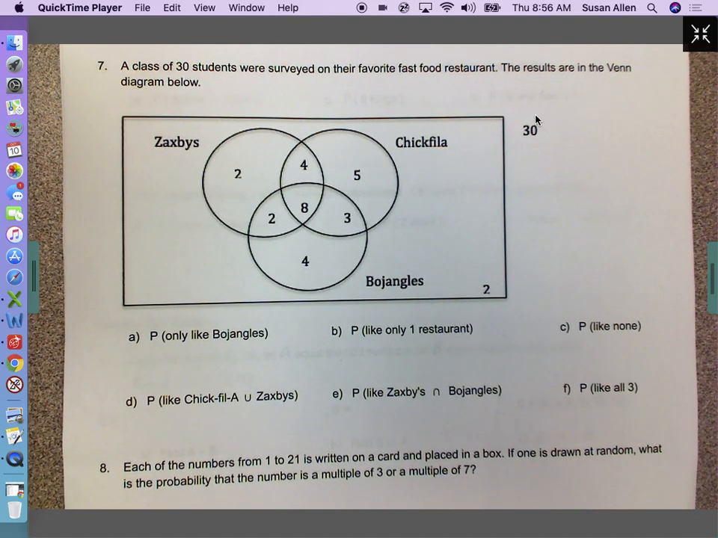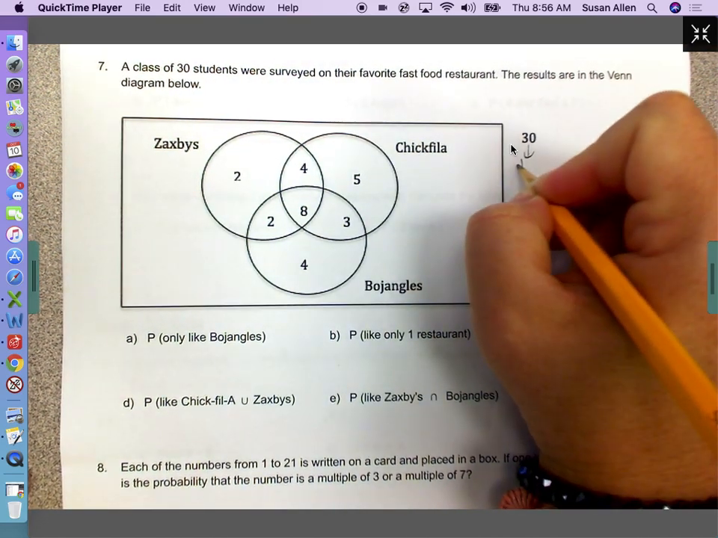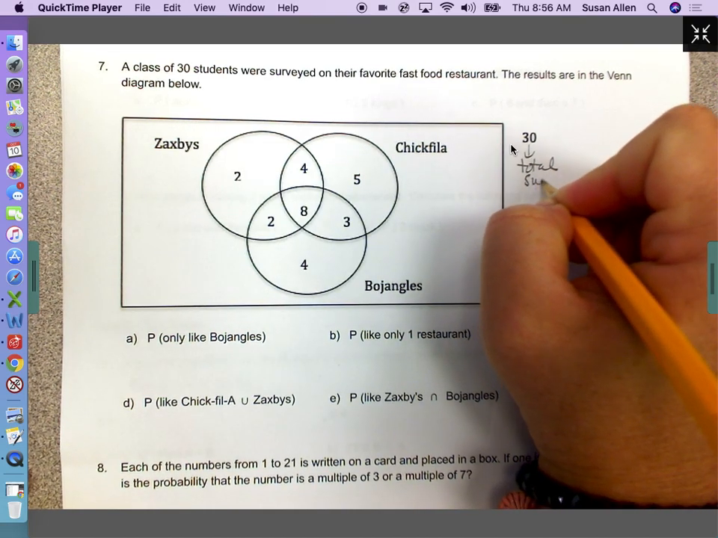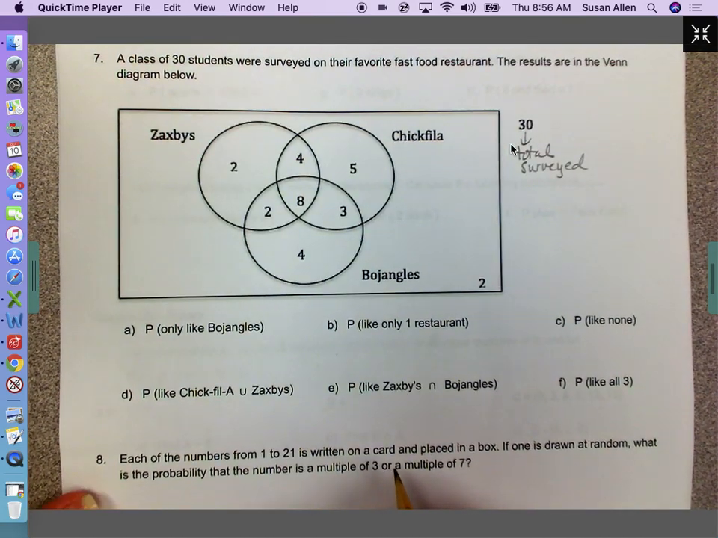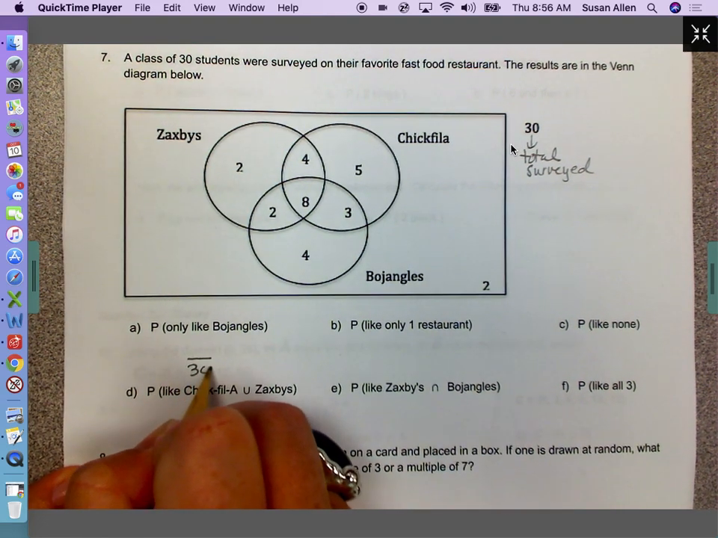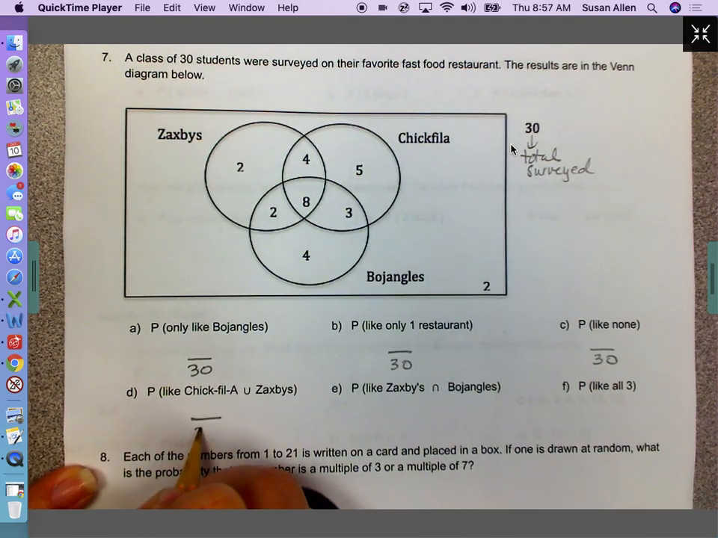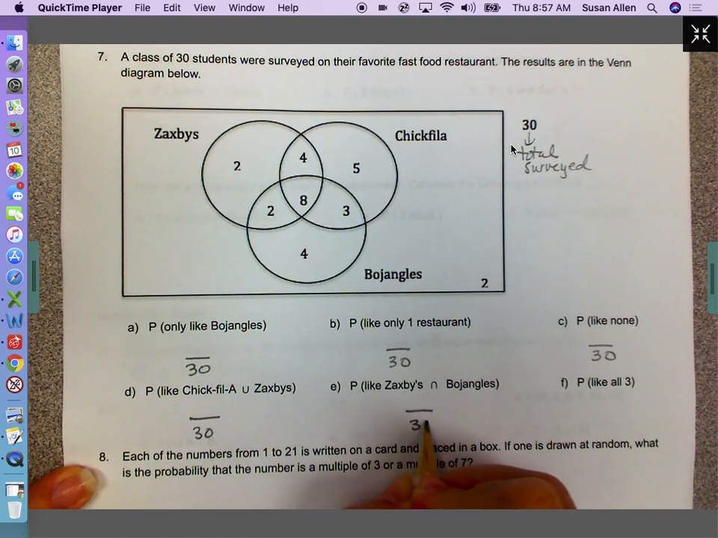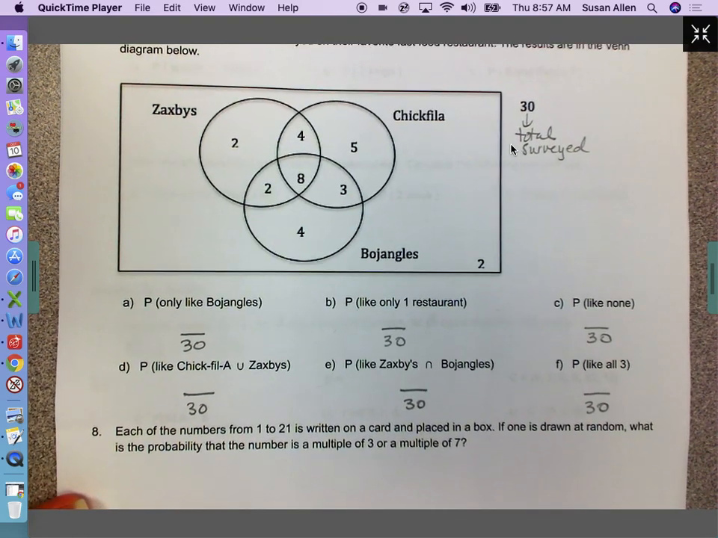This 30 here represents the total surveyed. So this is the total surveyed, meaning in all of our probabilities, this should be the denominator. So if you like, all these probabilities that you're going to find, please go ahead and put 30 as your denominator. At least you'll have that part right. So 30 is the total surveyed.